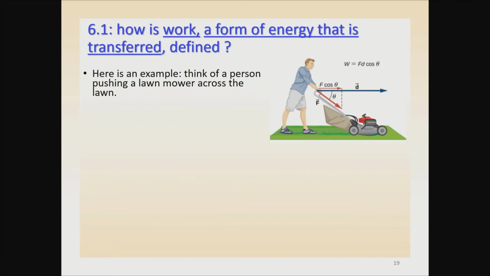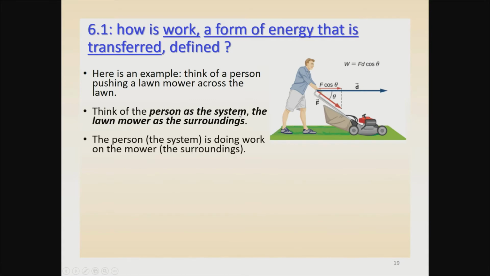Okay, so not only is heat a form of energy that leaves one object and goes into another, but there's another form of energy as well, and this form is called work. So I need to talk a little bit about what work is. To explain work, let's use a simple example. Let's say you are mowing a lawn. So here you are, mowing a lawn. Let's say that you are the system. Now, the lawnmower here is the surroundings.